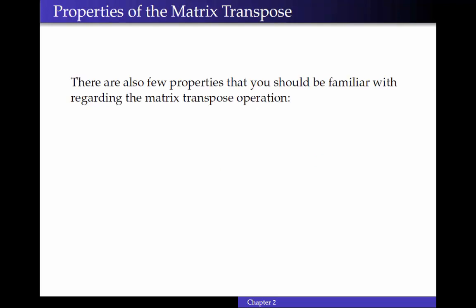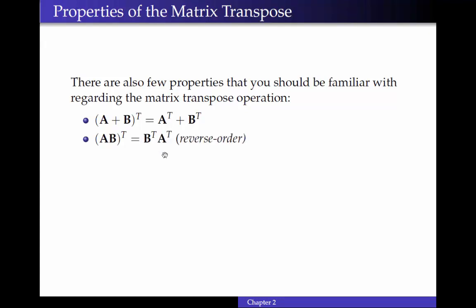Now, in addition to just talking about matrix multiplication, there are also some properties of the transpose operation that we should be familiar with going forward. The first is that the transpose respects addition. And what that means is that if I want to take the transpose of a sum, well, that's actually going to be the sum of each matrix transposed. Okay, so you almost can think about this as the notation being distributed into the parentheses. So the transpose of a sum is the sum of the transposes.